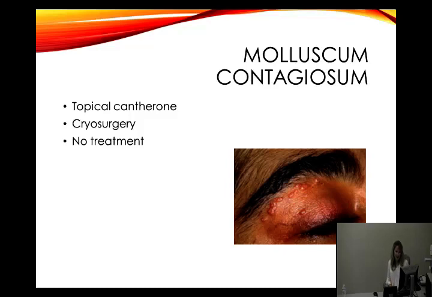Some offices have that, some don't. Cantharone is a liquid. It is a form of beetle juice that comes from South America. I don't know how they ever figured it works well, but it does work well for molluscum. The really nice thing is it's not painful. So you apply it right to the lesion. They leave it on for a couple hours, and then they just wash off with soap and water. Both the cryosurgery and the cantharone will eventually blister and scab. They'll look worse for a week or so.